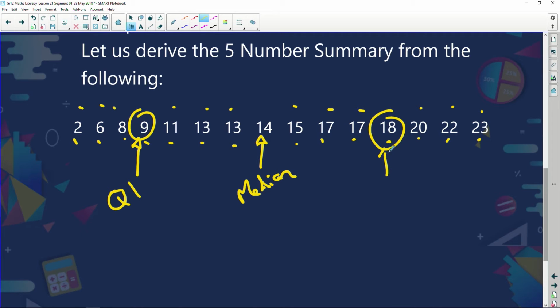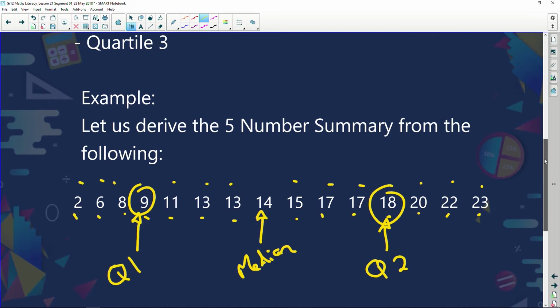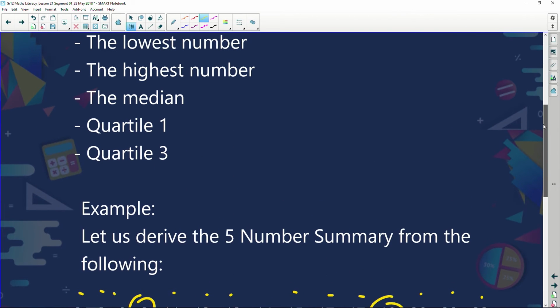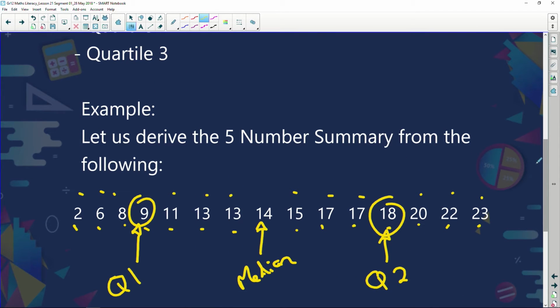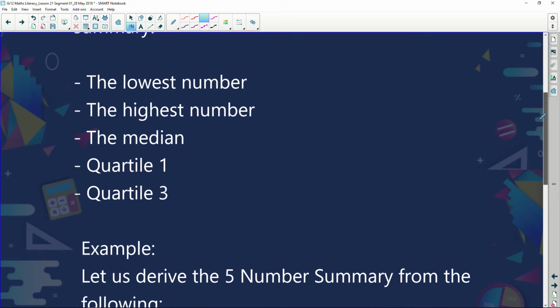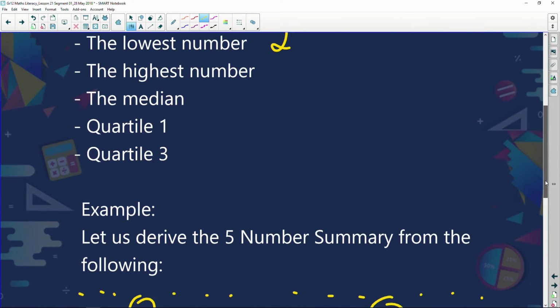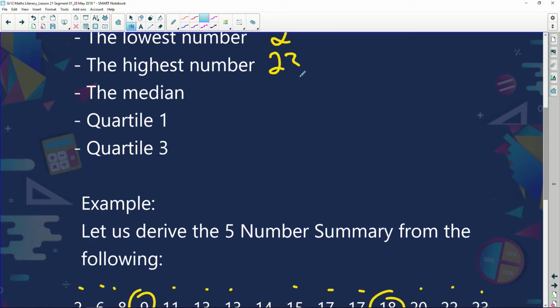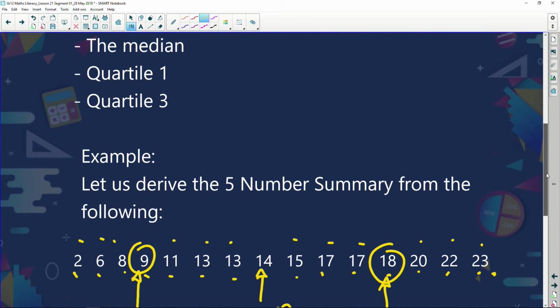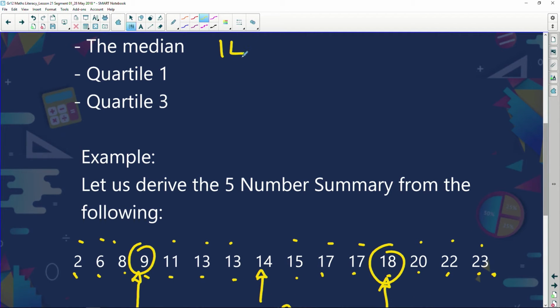This is quartile 3. Right, so what's our 5-number summary? First of all, the lowest number, and our lowest number is the number 2. My highest number is number 23. The median we calculated to be 14. Quartile 1 we said was 9, and quartile 3 was 18.